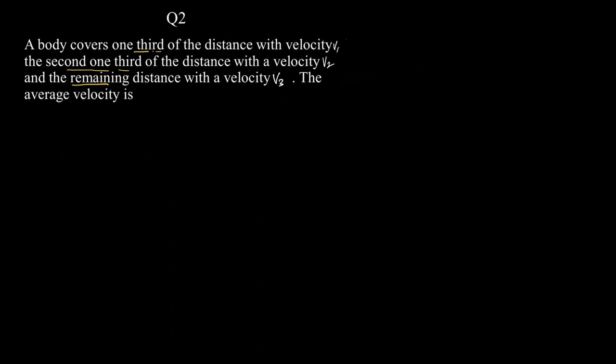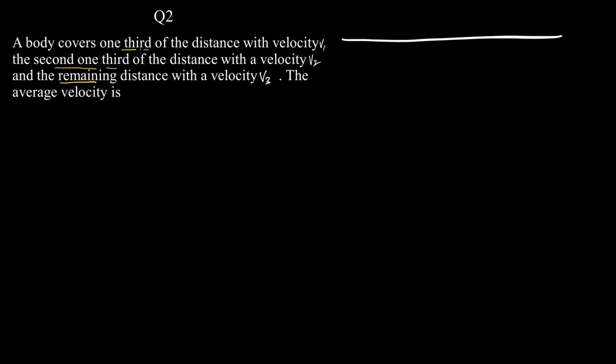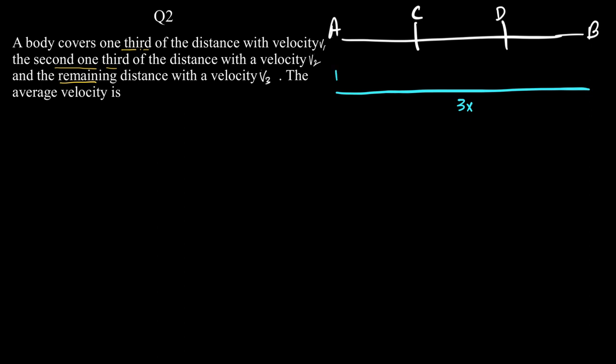Let me just draw a rough diagram here. So this is the rough diagram. The body is moving from A to B in equal distances. So let us say this was C and this is D. Let me take this entire distance A to B as 3x. In which case, how much would be A to C? It would be x. How much would be C to D? You are correct, x again. And how much would be D to B? Right, x again.